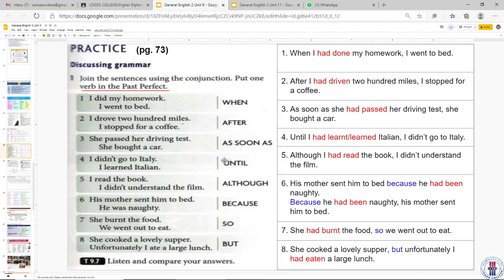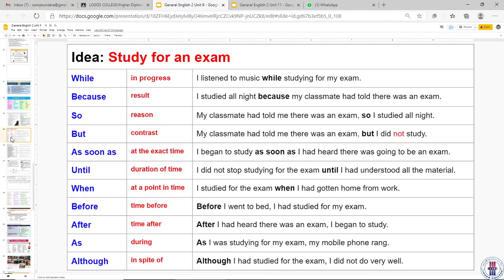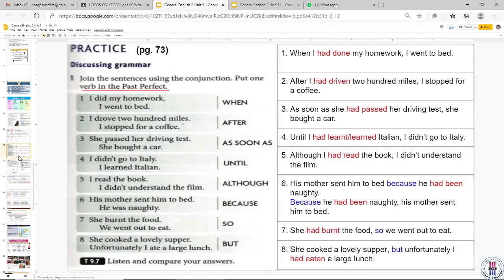I answered these for you. Okay? Just make sure that when you are combining two sentences, two actions that happened in the past, we put the action that happened first in the past perfect. If you have problems with the definitions of these conjunctions, hopefully this helps you. These definitions over here, this slide.